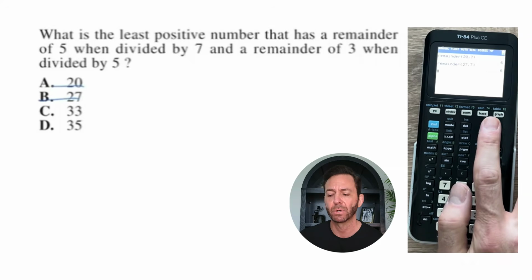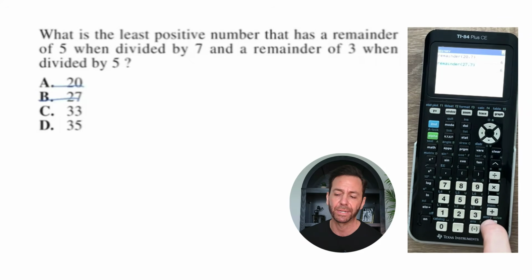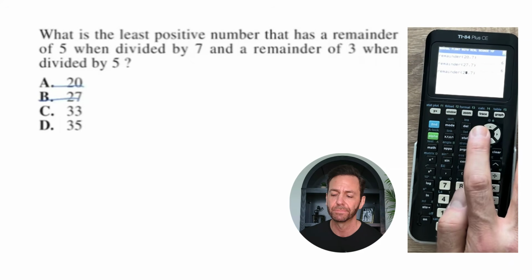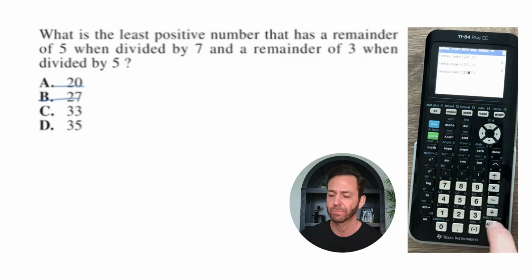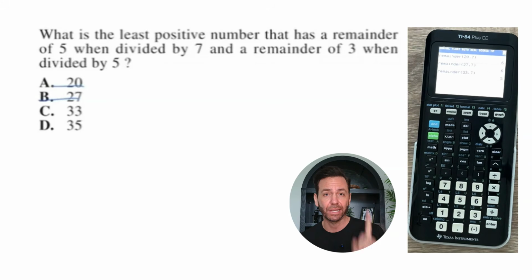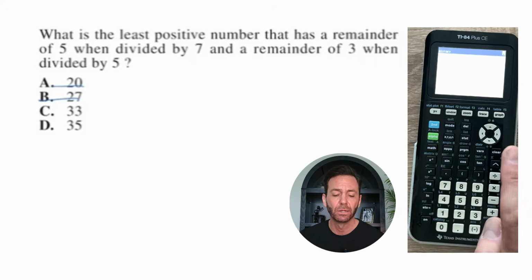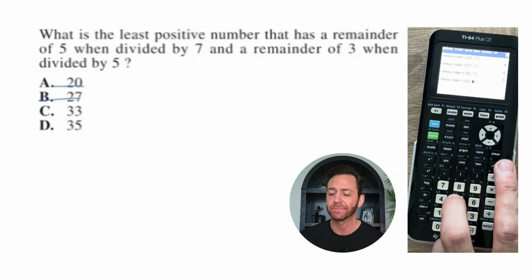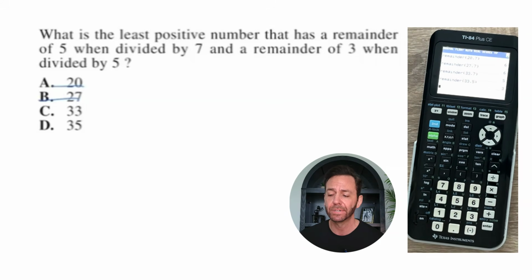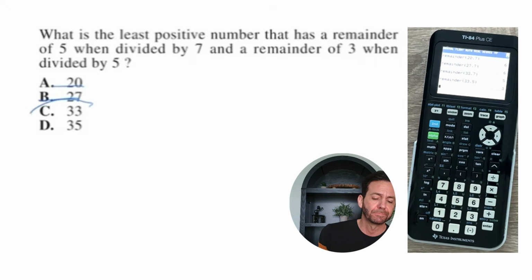Now, instead of having to keep going back into math, I can just go up and highlight the previous one if I want, and then change it to the new number of 33. That shows me that the remainder is 5. So that works. But then it also has to have a remainder of 3 when divided by 5. So I can do that with 5. And it shows me, yes, the remainder is 3. So the answer is C here.